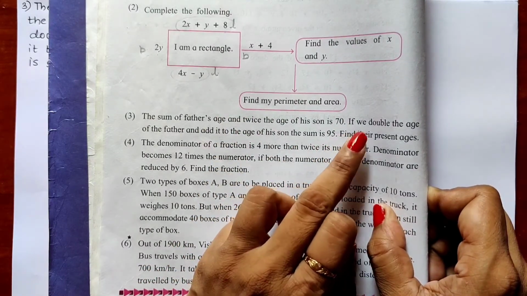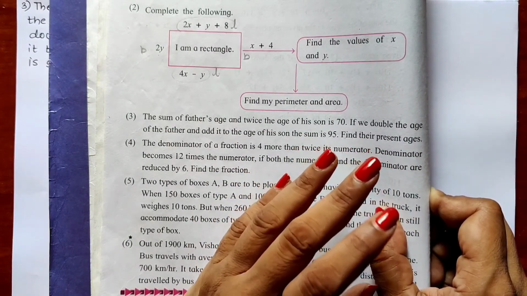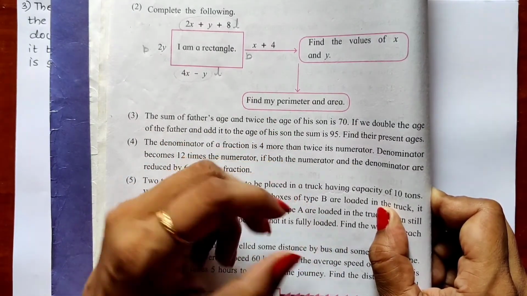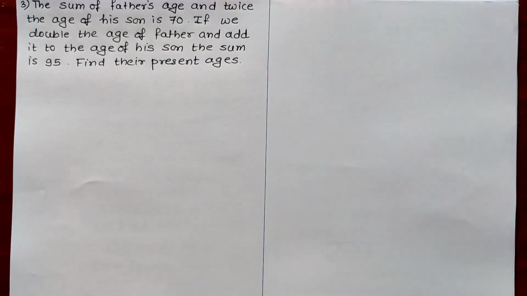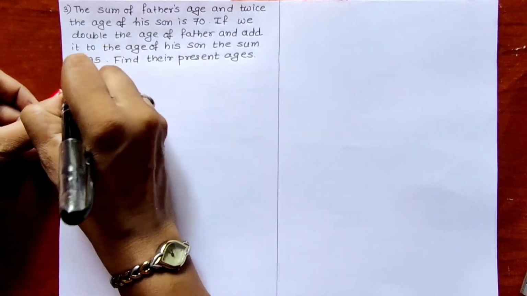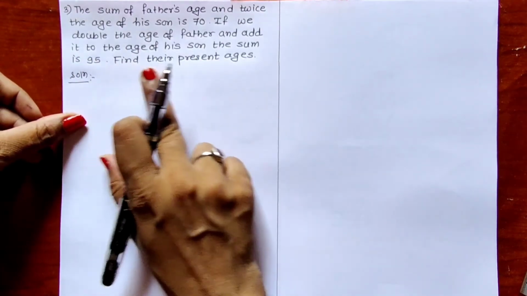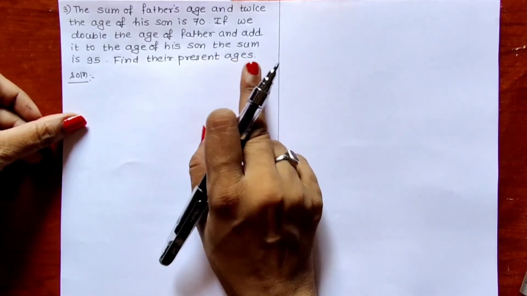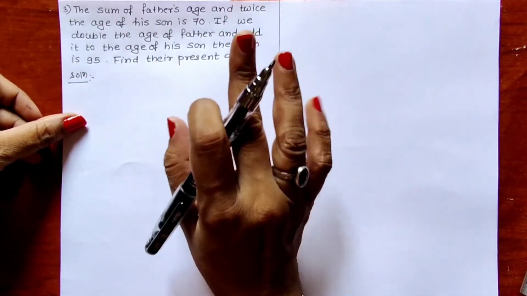What we will have to find? Their present ages. So we will have to assume the present age of father and son, and we will take those present ages as x and y. So let us start. I have written the question as it is on my page. Okay, solution. What is the last sentence of this question? Last sentence is find their present ages. We will have to find the present ages of father and son. So we will have to assume their present ages as x and y.